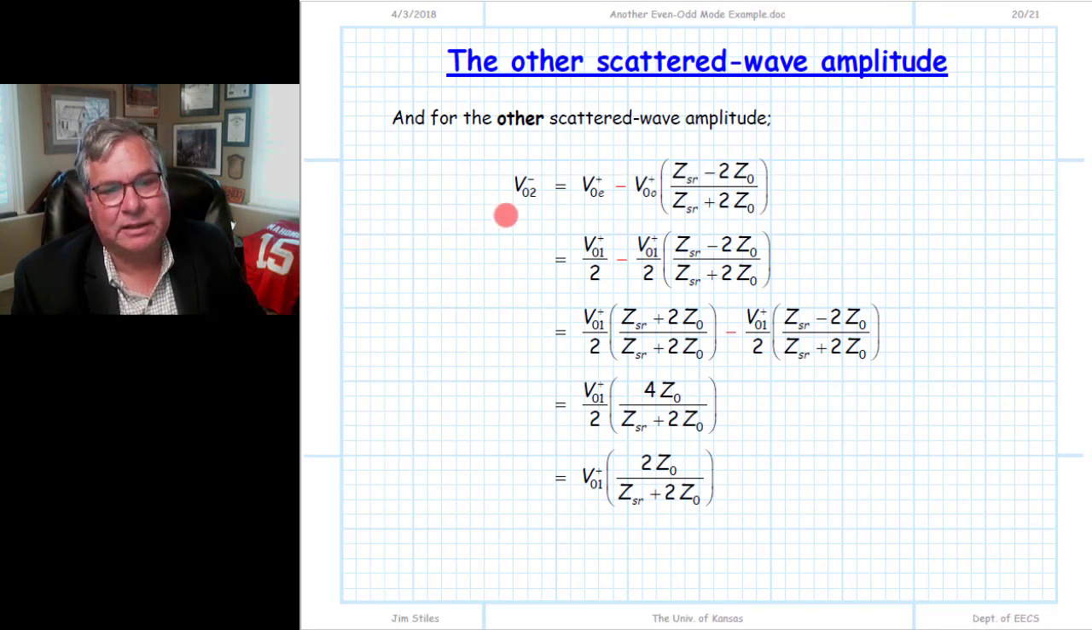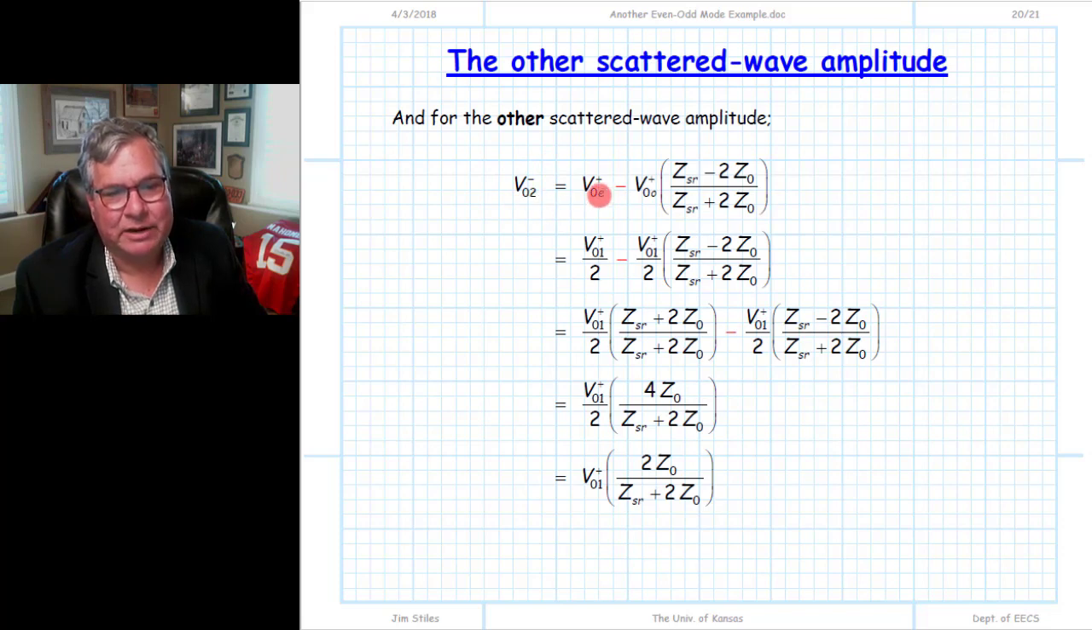Similarly, we can determine the wave amplitude of the second scattered wave, the other scattered wave, and that would be the part of the circuit over here on the right that's ultimately terminated in a matched load. There's no incident wave, but there is a scattered wave, and that scattered wave has a complex wave amplitude that's equal to this.